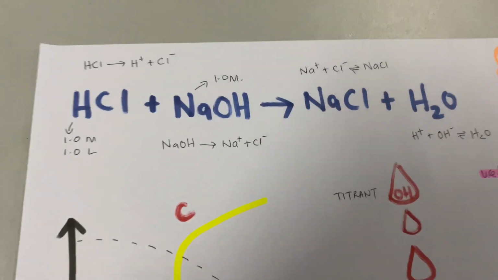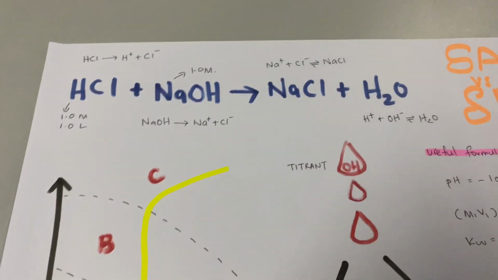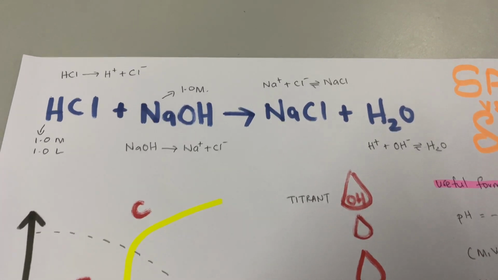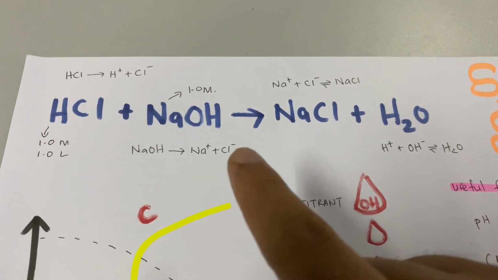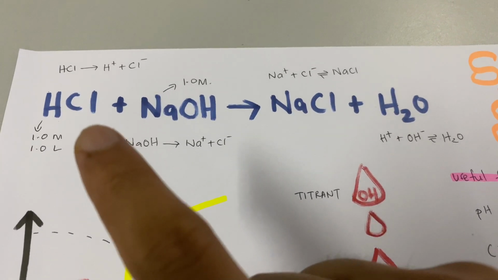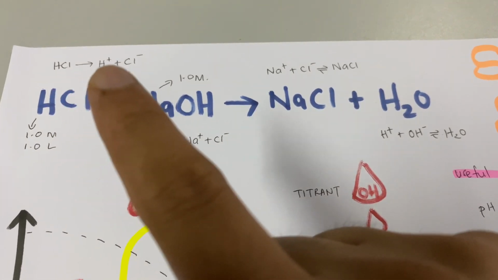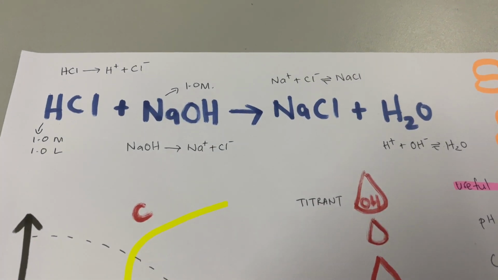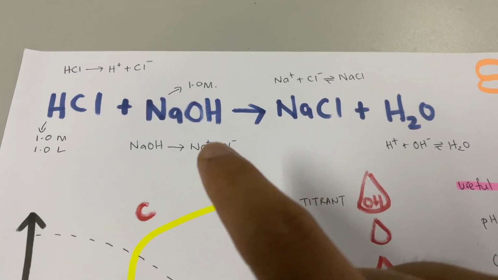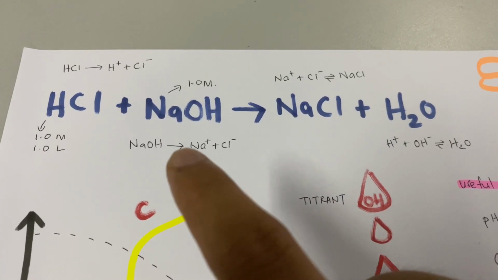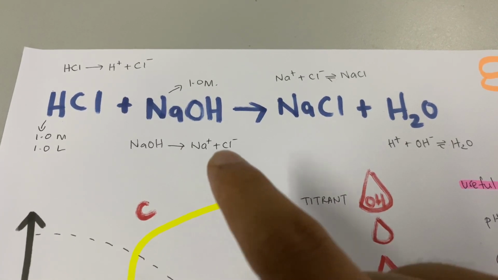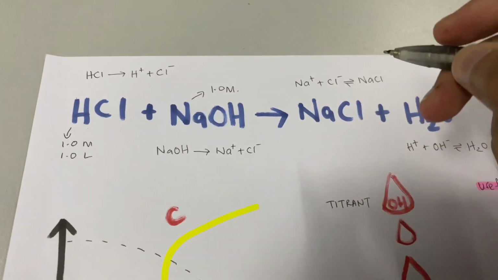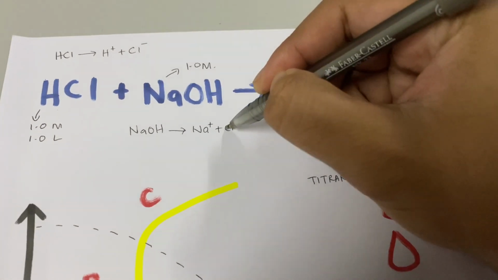So this is actually a titration equation between strong acid and strong base. Strong acid, as we know, hydrochloric acid will dissociate completely to produce H plus and also Cl minus. Sodium hydroxide will dissociate completely to produce sodium ion and chloride. Sorry, this is actually OH. I will correct it. OH.